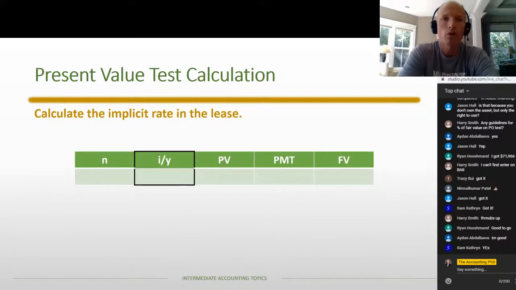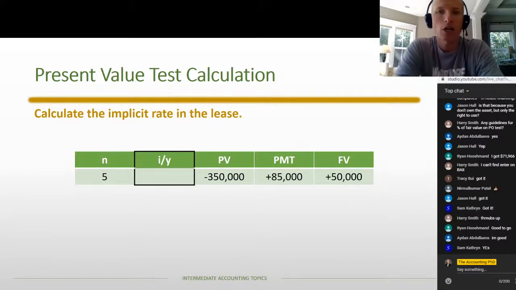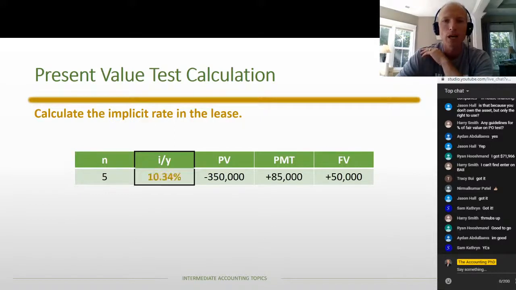All right, so when we do the present value test, the first calculation is to calculate the implicit rate in the lease. Again, this is a 5-year lease. The asset, the fleet of trucks, is worth $350,000 when the lease is signed. They're going to receive $85,000 payments, and they believe the trucks will be worth $50,000 when they get them back. And so we put the information into our calculator, and we calculate an implicit rate, and in this case, because they are annual payments, this is the annual implicit rate of 10.34%.